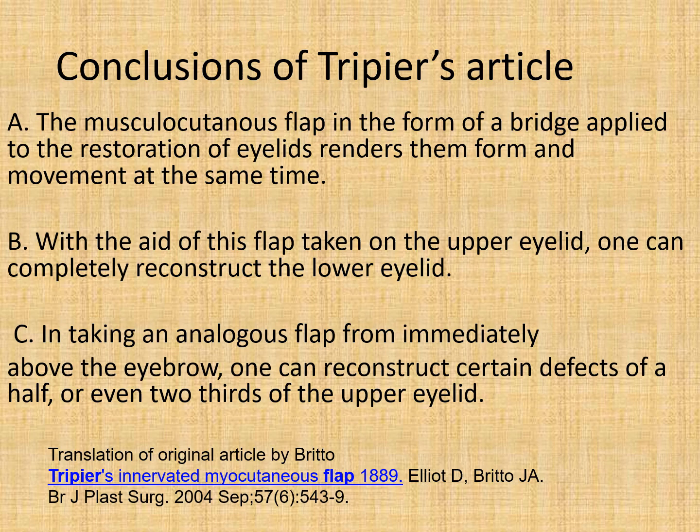Conclusion of Tripier's article: the musculocutaneous flap in the form of a bridge, applied to the restoration of eyelids, renders them form and movement at the same time. With the aid of this flap taken on the upper eyelid, one can completely reconstruct the lower eyelid. In taking an analogous flap from immediately above the eyebrow, one can reconstruct certain defects of a half or even 2/3 of the upper eyelid.